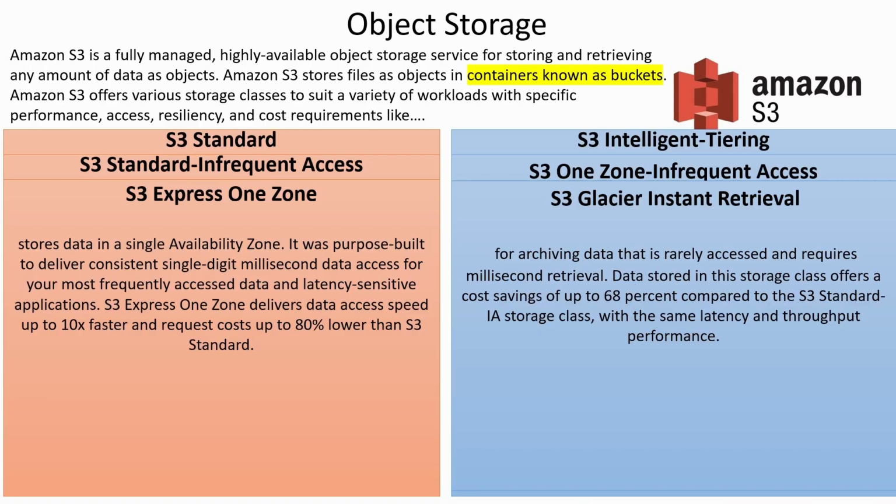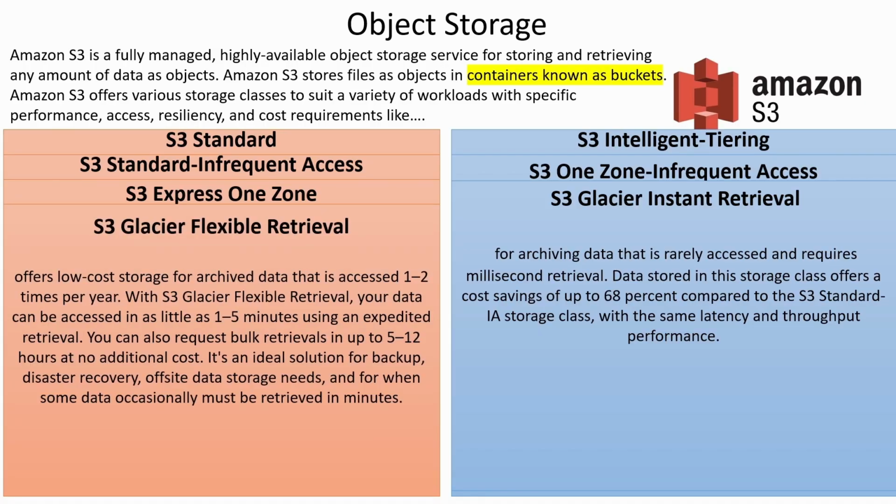Next one is S3 Glacier Flexible Retrieval. It offers low-cost storage for archive data that is accessed 1 to 2 times per year. With S3 Glacier Flexible Retrieval, your data can be accessed in as little as 1 to 5 minutes using an expedited retrieval. You can also request bulk retrievals in up to 5 to 12 hours at no additional cost. It's an ideal solution for backup, disaster recovery, off-site data storage needs, and for when some data occasionally must be retrieved in minutes.